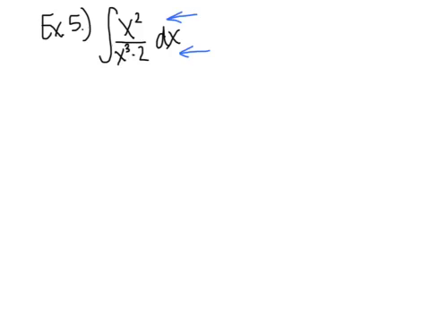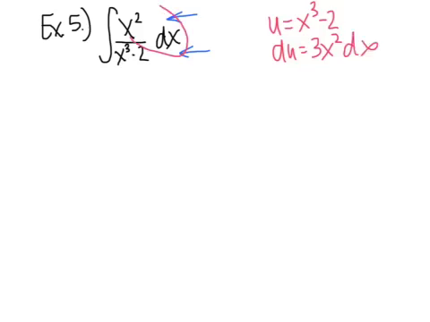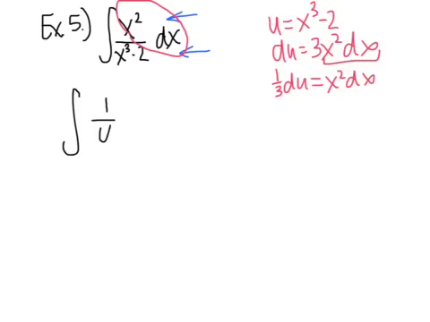What would we need to do to take this antiderivative? This is actually a problem that you could have done in the last section that we did. You can just set up a u to begin with. We don't need 3x squared dx. All we need is x squared dx. So we would do 1/3 du. So that would give us 1 over u times 1/3 du.